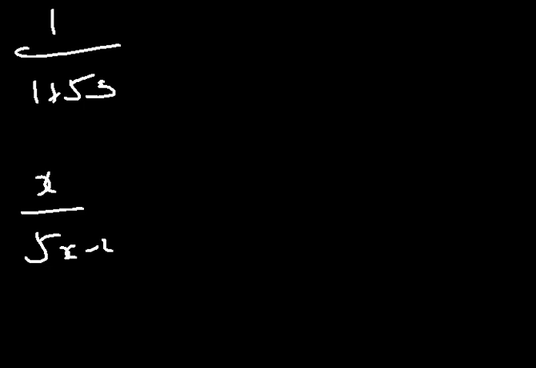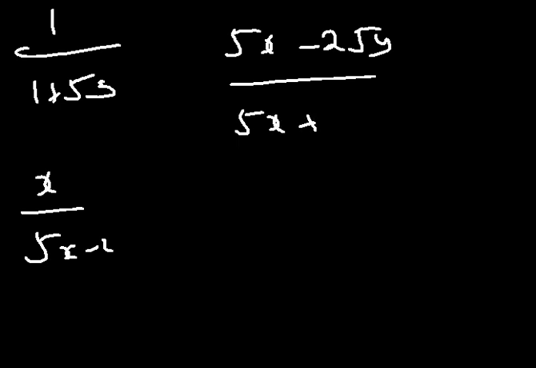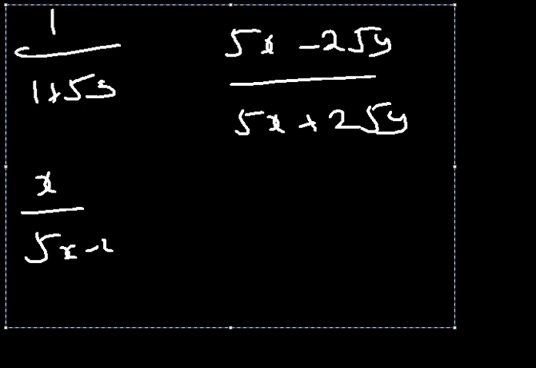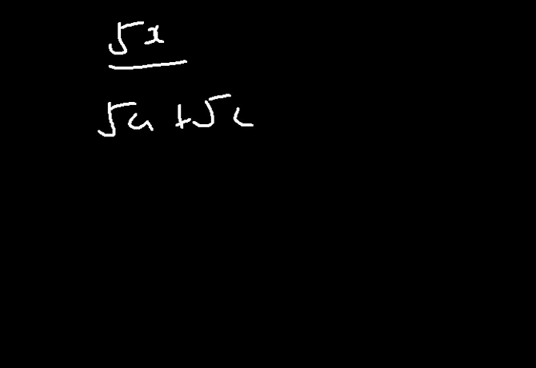What if we have the square root of x minus 2 square root of y divided by the square root of x plus 2 times the square root of 5? Try to rationalize the denominator here. So work it out. And what if we have, let's say, this case, the square root of x divided by the square root of a plus the square root of x? So try to rationalize the denominator there. That is in that way.